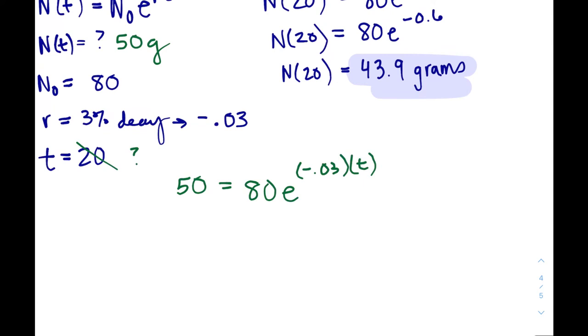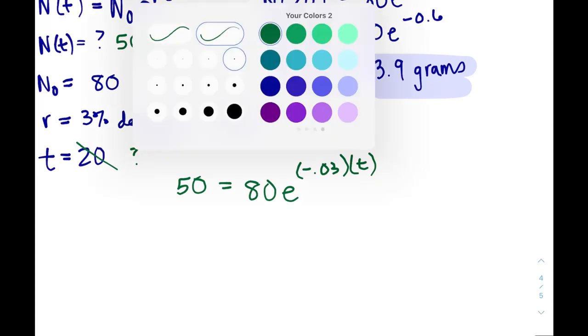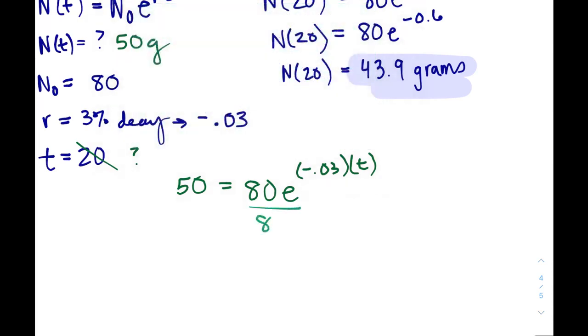But now we've got our variable in the exponent. We have to solve for that. We can't just type this into our calculator because we haven't isolated the variable yet. So the first thing I'm going to do is divide both sides by 80 to isolate that exponential part. That's going to leave me with 5/8 equals e to the negative 0.03t.